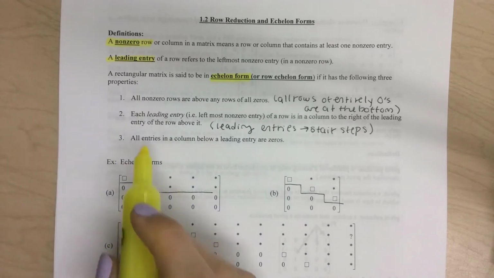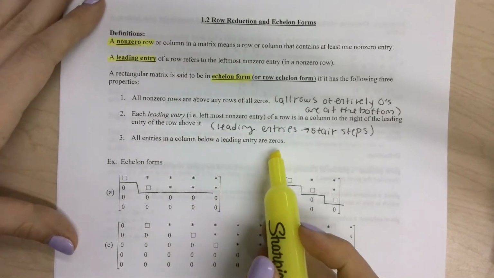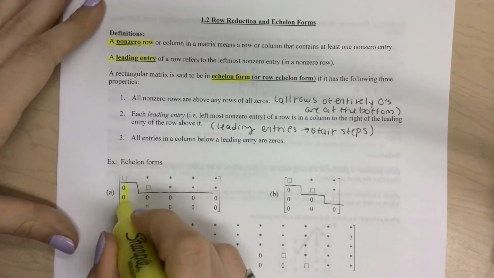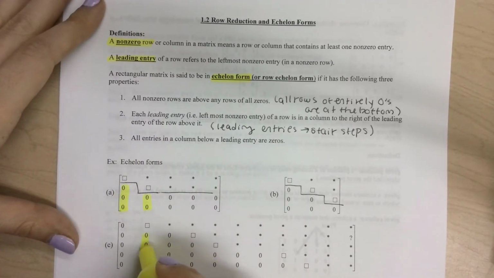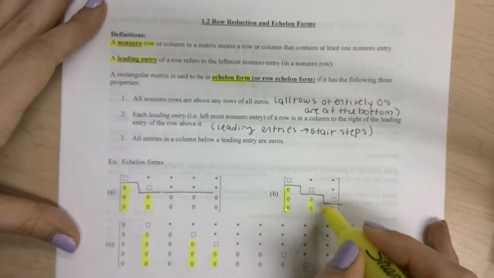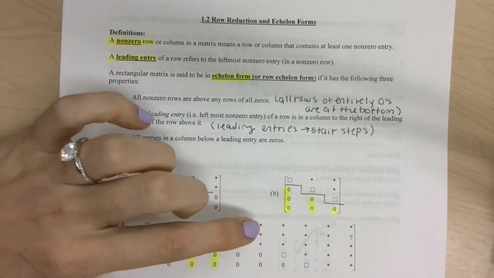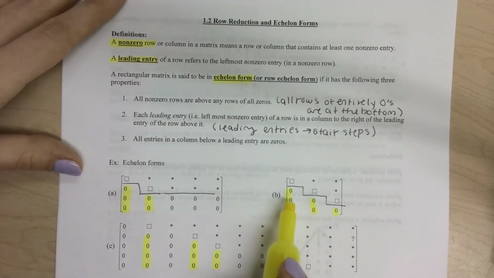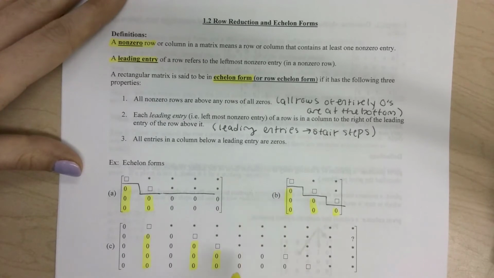And finally, all entries in the column below a leading entry are zeros. So we have already gone through and reduced so that everything underneath each leading entry is a 0. Remember our rows are our equations, so no other equations include a variable for that leading entry.